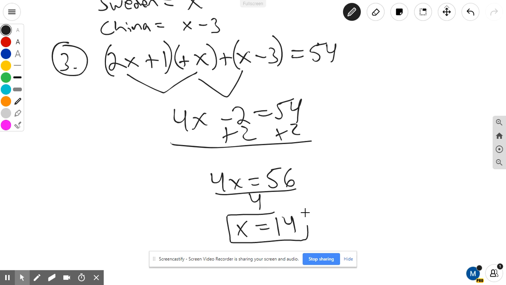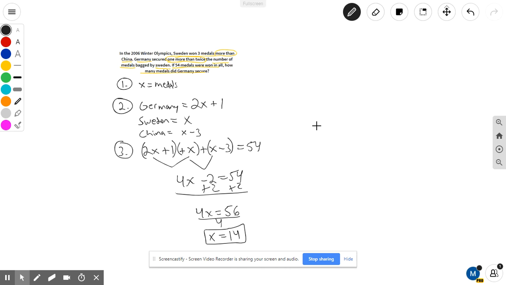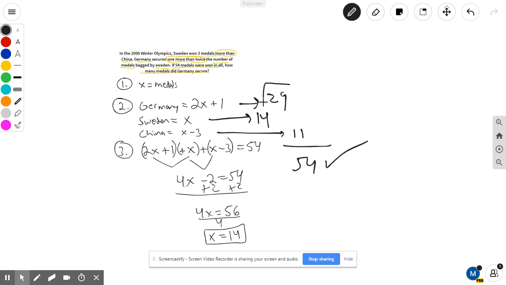Okay, so are we done? No, we are not done. Let me zoom out here. If x represents 14, what that's really saying is that's how many medals Sweden won. They won 14, but we want to know if 54 medals were won in all, how many medals did Germany secure? So we just plug in 14 times 2 is 28 plus 1, that's 29. And then to check our work, we can do 14 minus 3, which is 11. If you add all that up, do we get 54 in total? Yes, we do. So our answer is 29. 29 medals for Germany.